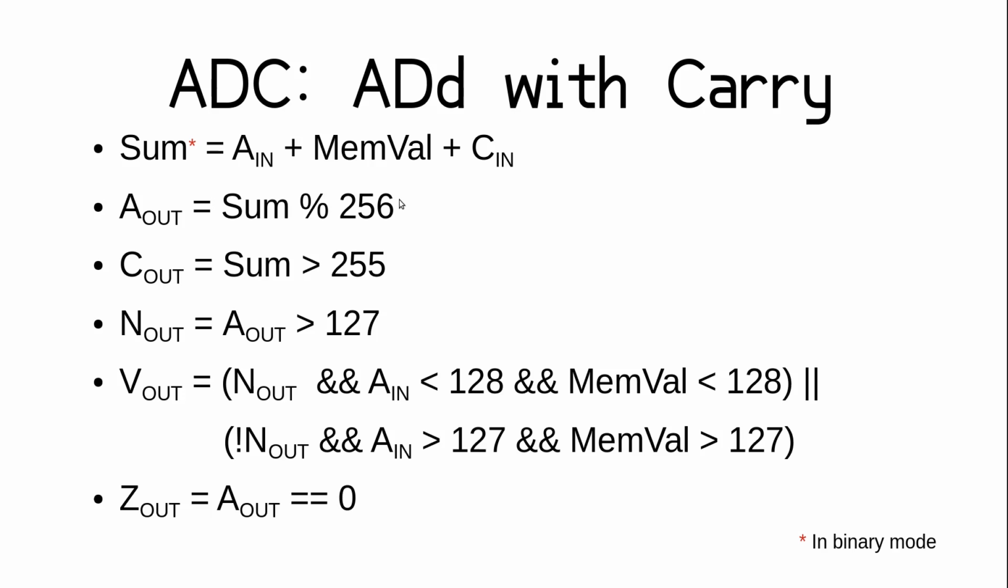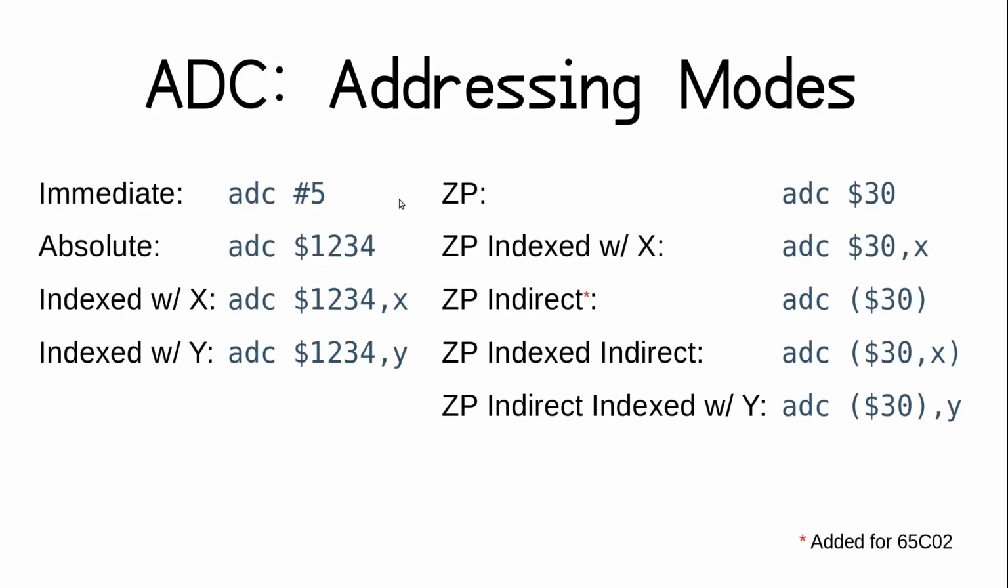V indicates a different sign of the sum compared to the signs of the operands when they match, and Z indicates that the value in A is 0. ADC has a relatively large number of addressing modes, allowing you to add in an immediate value from the instruction or 8 different ways to fetch that value from somewhere else in memory.